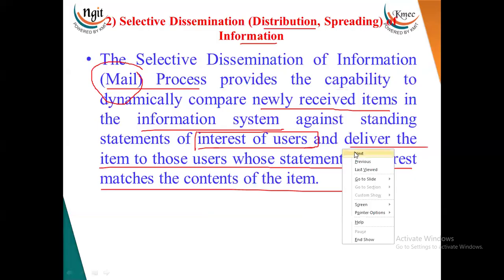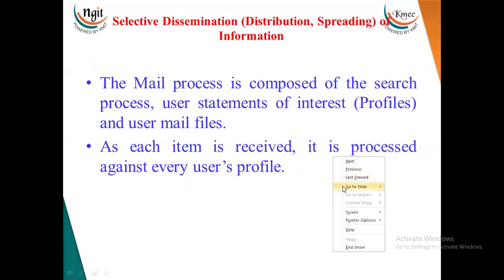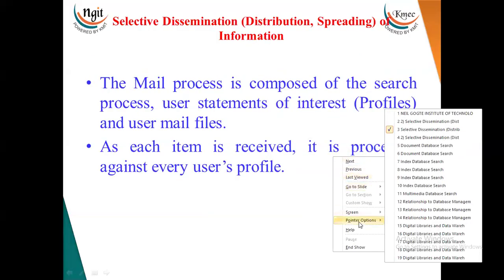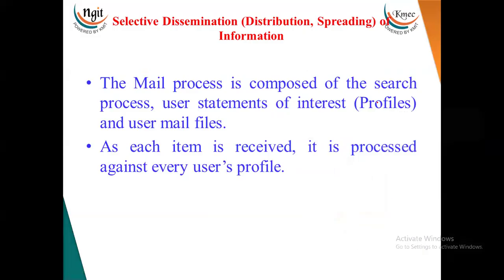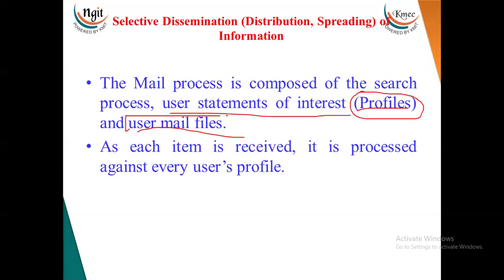So this is the next one. If you take one example here, we'll have the profiles, the user statement of interest. You have some user profiles and user mail files. Suppose I'm searching for some other product, all the profiles will be identified and sent to that particular user's mail. It will check accordingly and share with them.